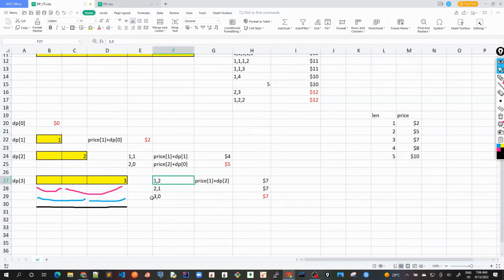We already know the price. And then similarly, I will do price 2 plus dp of 1. And here, just copy this, and then price of 3 plus dp0. Right. So price of 1, 2 plus dp2, we already know 7. Now price of 2 plus dp1 is again 7. And price of 3, 7 plus dp0 is 0, is 7.